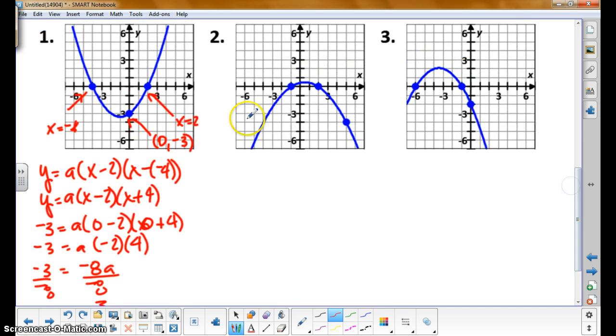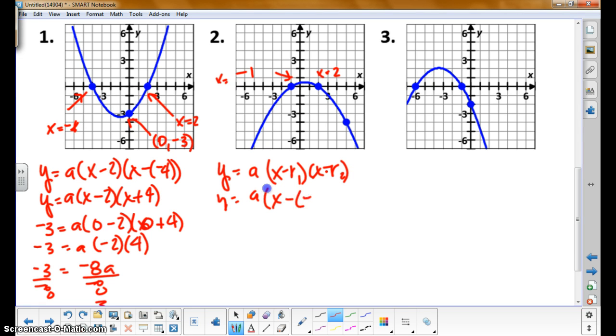Okay, let's work a second problem. I see 2 roots here. One is at -1, one is at +2. So the form of our equation is y is equal to a times x minus r1, x minus r2. y is equal to a times x minus -1, x minus 2. So y is equal to a times x plus 1, x minus 2.